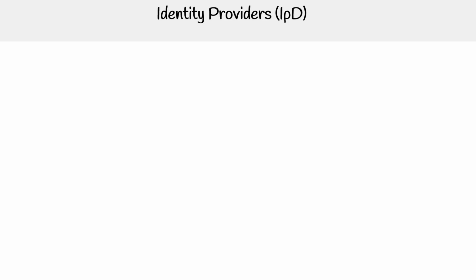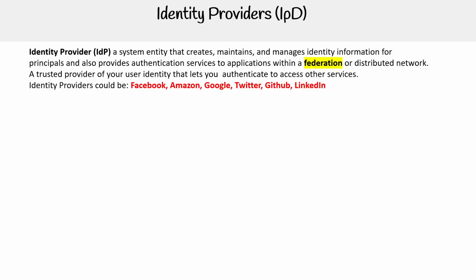Hey, this is Andrew Brown, and we are taking a look at identity providers, also known as IDP. This is a system entity that creates, maintains, and manages identity information for principals and also provides authentication services to apps with a federation or distributed network. So, a trusted provider of your user identity that lets you authenticate to access other services, such as Facebook, Amazon, Google, Twitter, GitHub, or LinkedIn. Those are examples of IDPs.